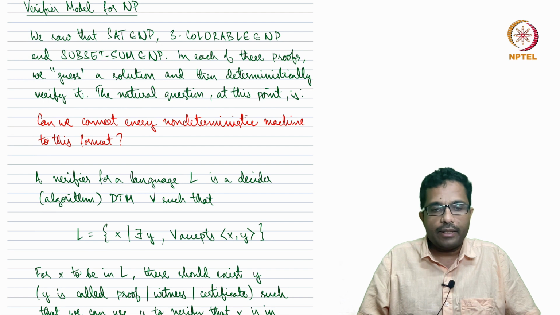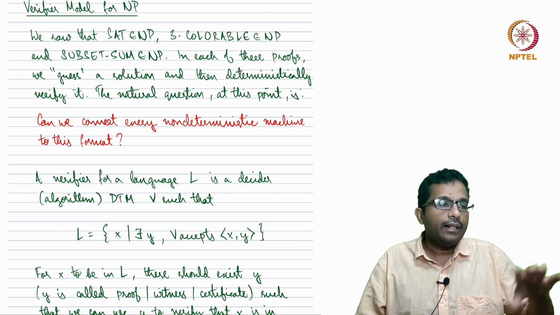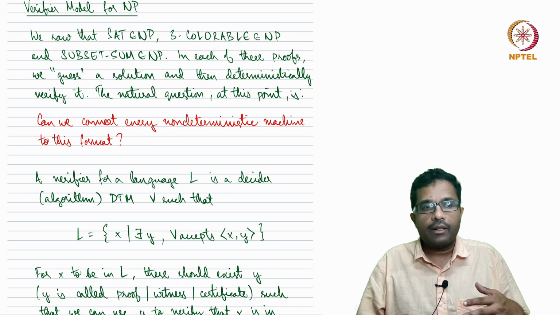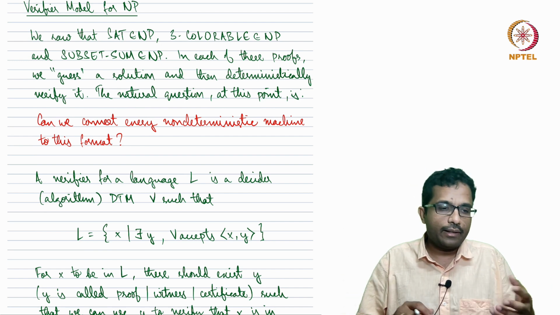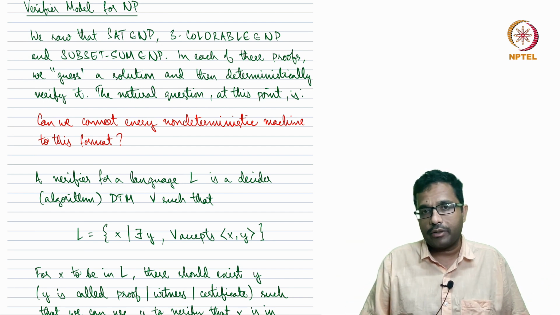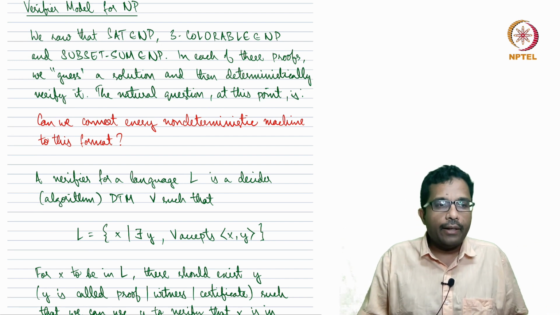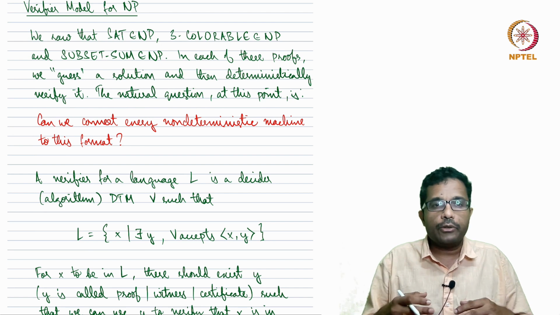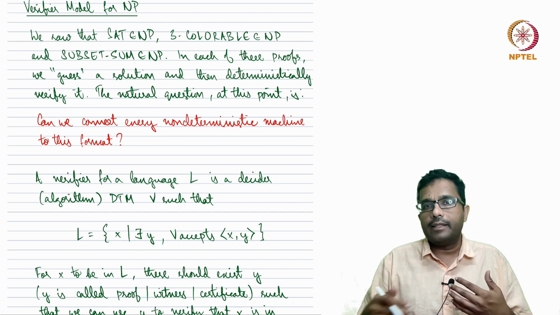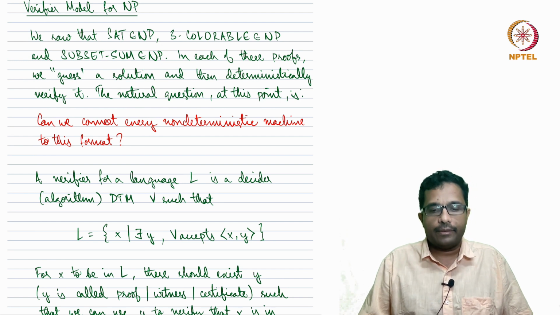Now the very natural question to ask at this point is: is it the case that any non-deterministic Turing machine or any NP machine can be converted into something that does this, like guess and verify? In these three cases, it was a guess and verify situation, but perhaps we could have a non-deterministic Turing machine that makes some non-deterministic choices, then does something deterministic, and then again makes some non-deterministic choices. Or maybe it makes non-deterministic choices throughout. So can any non-deterministic Turing machine be converted into something where all the non-deterministic choices are made at the beginning, followed by an entirely deterministic process? That's the question that we are trying to answer through this verifier model.